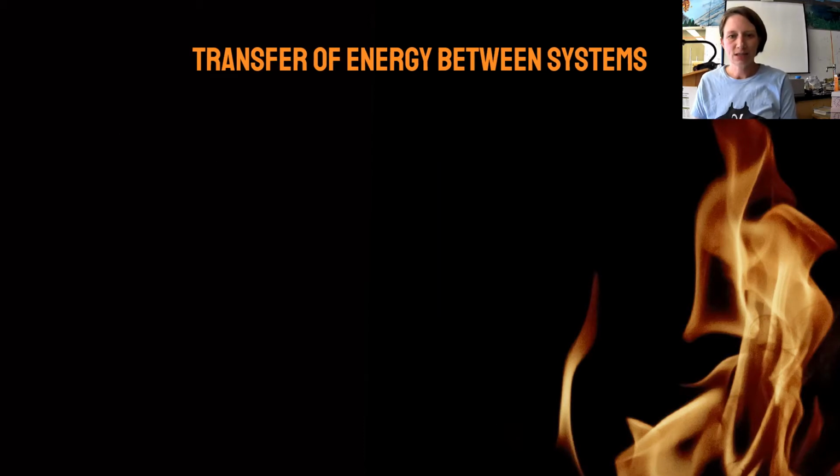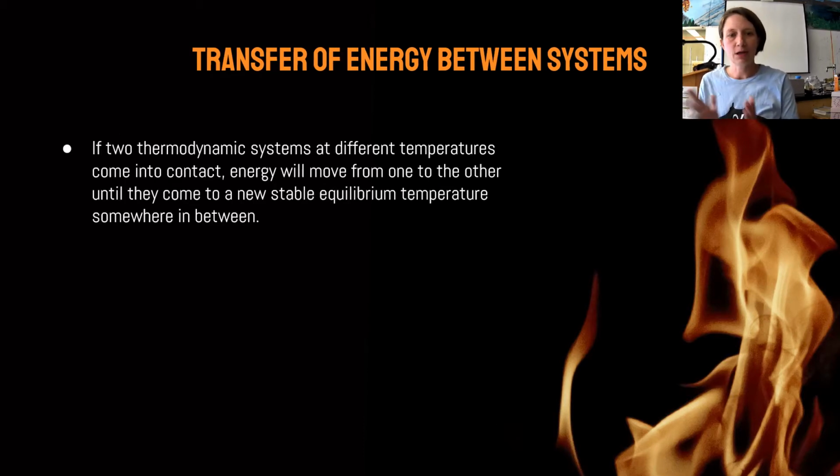So if you have two systems of energy that are coming into contact with each other, if those two systems have different temperatures, which means the average kinetic energy of the molecules in those systems is not the same, energy will move from one system to the other until they come to a new stable equilibrium temperature somewhere in between the temperatures of the two systems. Okay, so if you bring together two things that have different temperatures and you wait long enough, eventually they're going to have the same temperature, which means the kinetic energy of the molecules in both will have the same average.